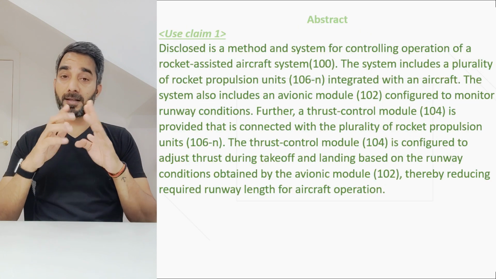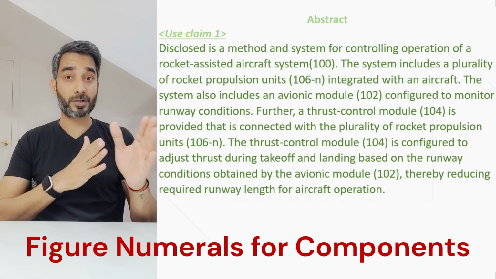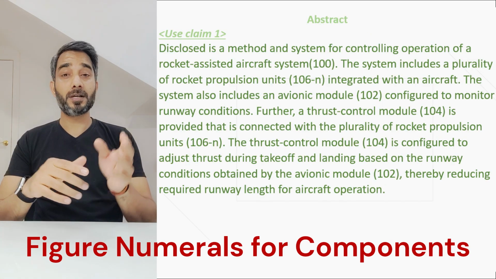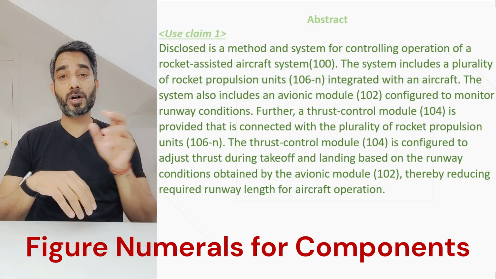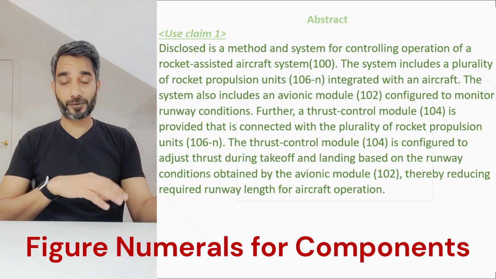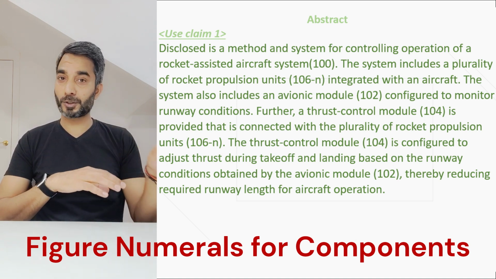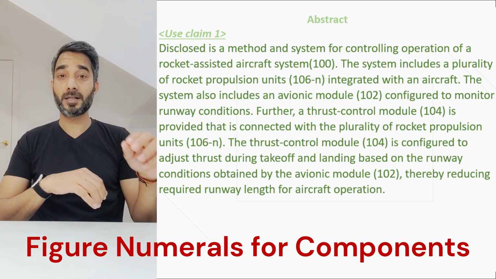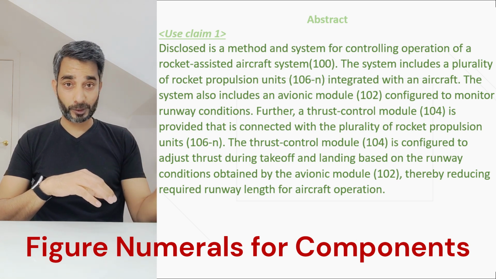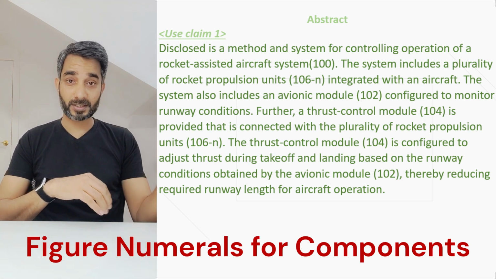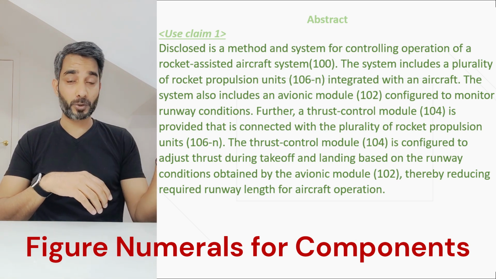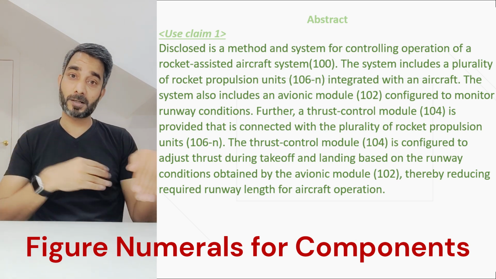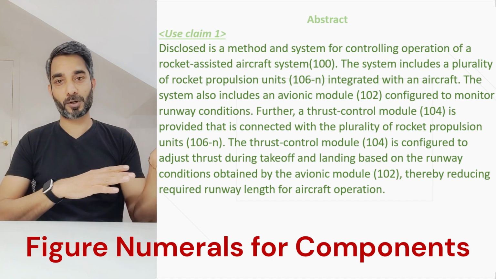Abstract again is nothing but an English translation of the claim that we had written. The method and system is disclosed for, or disclosed is a method and system for. The system includes a component. The system also includes another component for doing something. Additionally, the system includes a component for doing something. Thereby, the system improves something or solves a problem.